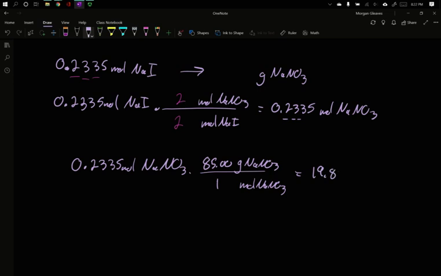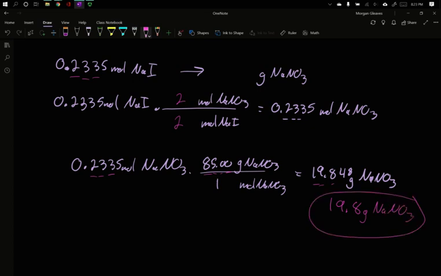For 19.85 grams of NaNO3, technically it was 19.848 because we only have 3 sig figs. That'll change how we round. I have 3, I have 4, I get to keep 3. So this becomes 19.8 grams of NaNO3. If all of my sodium iodide reacted to form sodium nitrate, I would make 19.8 grams of my sodium nitrate.